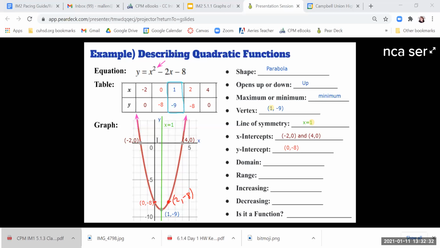Same with negatives. Plug in a 0, get a -8, plug in a -1, get a -5, I think, plug in a -2, get a 0. And I keep on plugging in negatives, and I'm still going to get points on this graph.